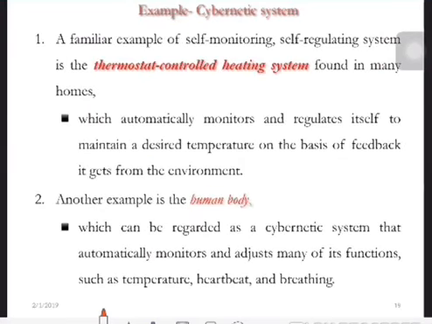An example of a cybernetic system is a thermostat-controlled heating system, the heating system we have in our homes. When our house gets hot, it releases something cool, and when our house gets cold, it releases heat, regulating the environment. If we check it this way, we call it a thermostat controlled heating system. The human body is also a cybernetic system that automatically monitors and also adjusts many of its functions such as temperature, heartbeat and also breathing.